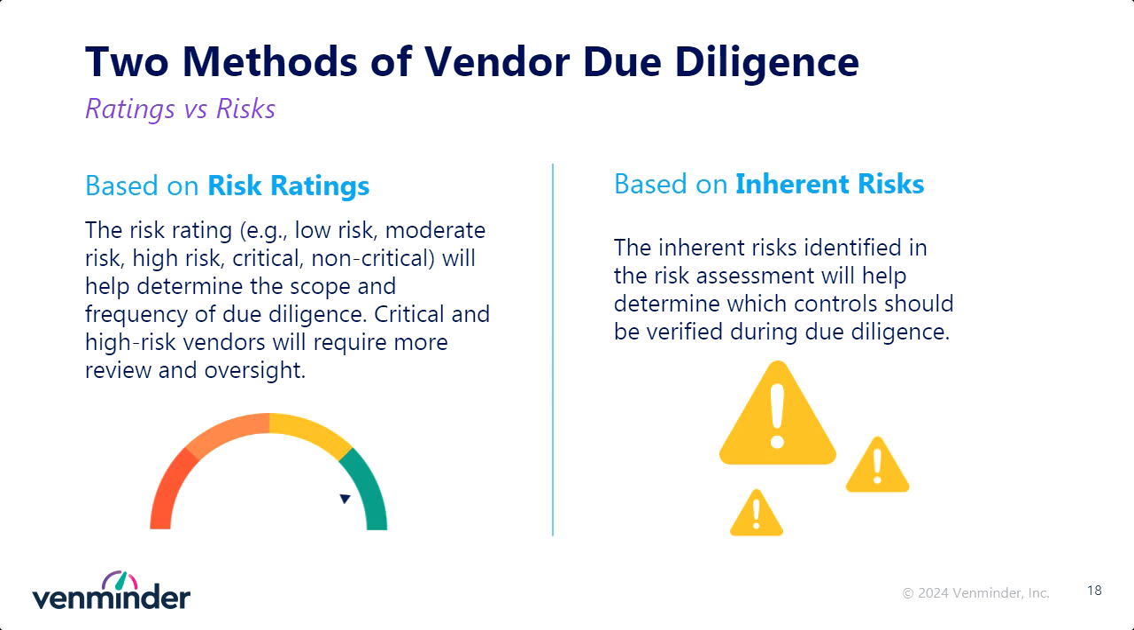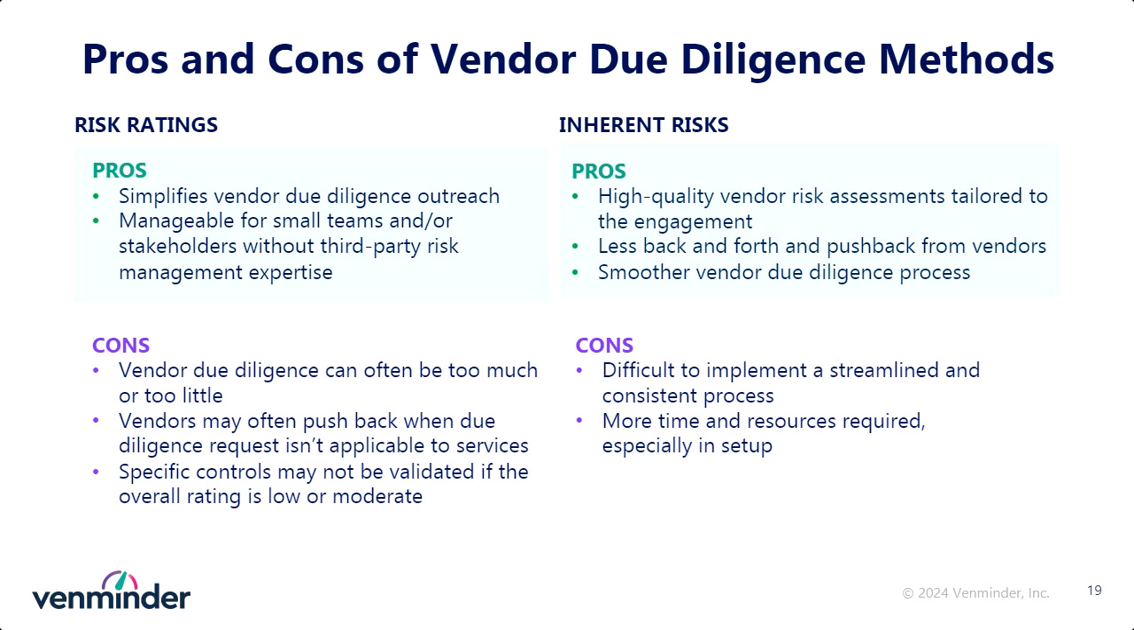Due diligence based on inherent risk means that you're looking at the types of inherent risk to determine which controls need to be verified. So a vendor with cybersecurity risk will need to have their security controls evaluated through due diligence, where you're looking at things like procedures and testing results. And a vendor with compliance risk will need to be evaluated in that area to make sure that they're compliant with relevant laws and regulations. Both methods have their pros and cons, so it can actually be more efficient to build a strategy where you're looking at the risk rating and the inherent risk to perform due diligence.